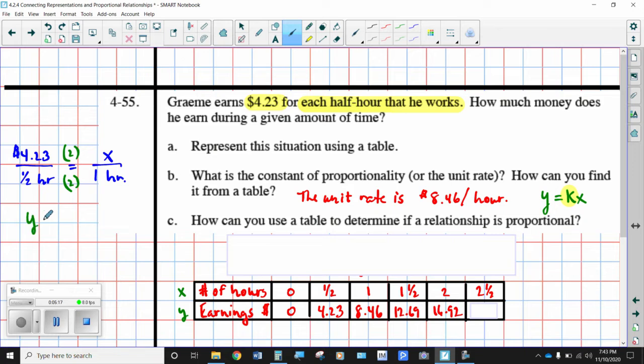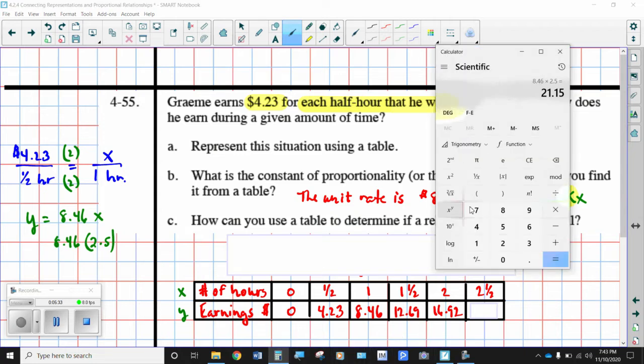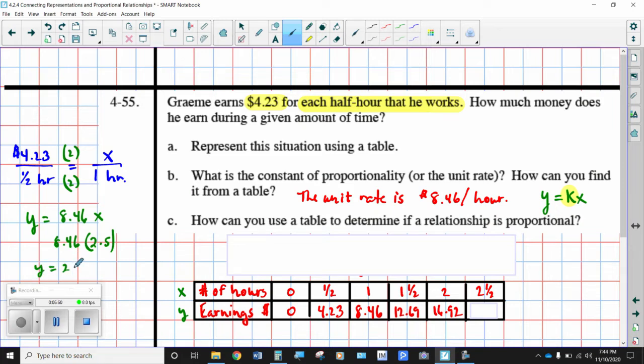If we know that the rule for this is going to be $8.46 per hour times the number of hours, then when I multiply this times 2.5 hours, that's going to give me the amount right here. So let's go ahead and do that instead of trying to do some mental math here. So let's take $8.46 and multiply that times 2.5. And that was the number I had up there when I pulled up the calculator. It's $21.15. So Y would be $21.15 for 2.5 hours worth of work.